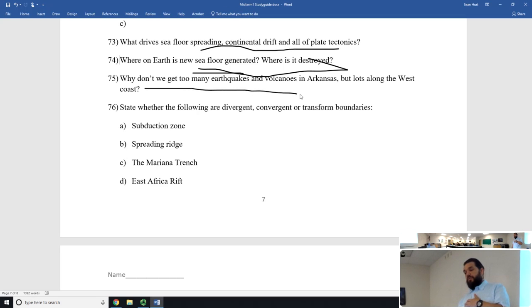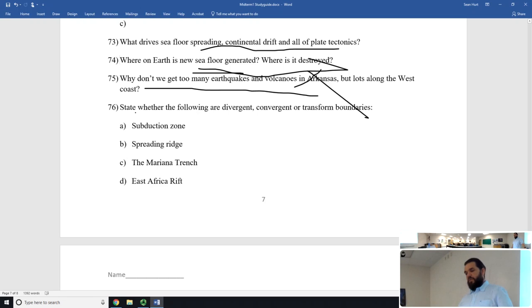Why don't we get too many earthquakes in Arkansas? It's because I used to teach in Arkansas. Maybe I should say Texas. Why don't we get too many in Texas or Arkansas? It's because we're far away from a plate tectonic boundary. That's why.